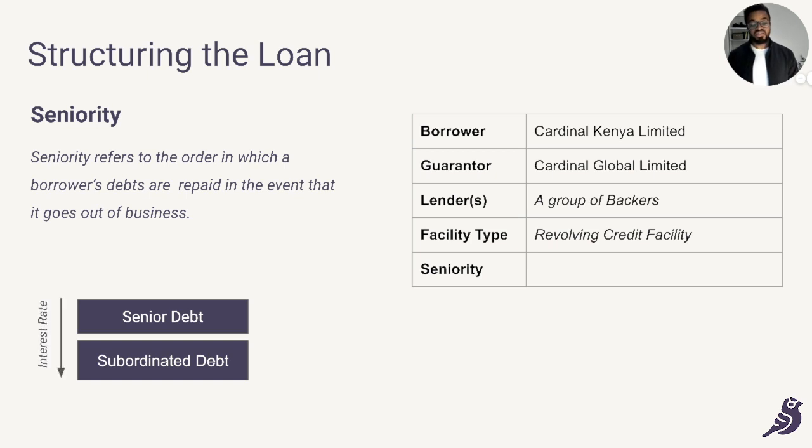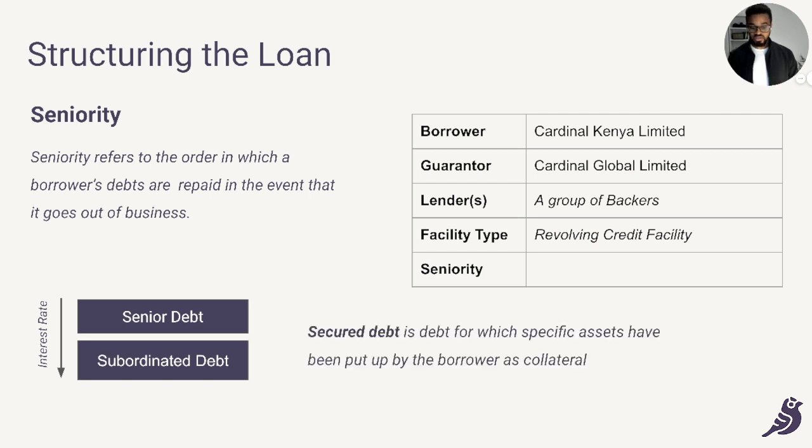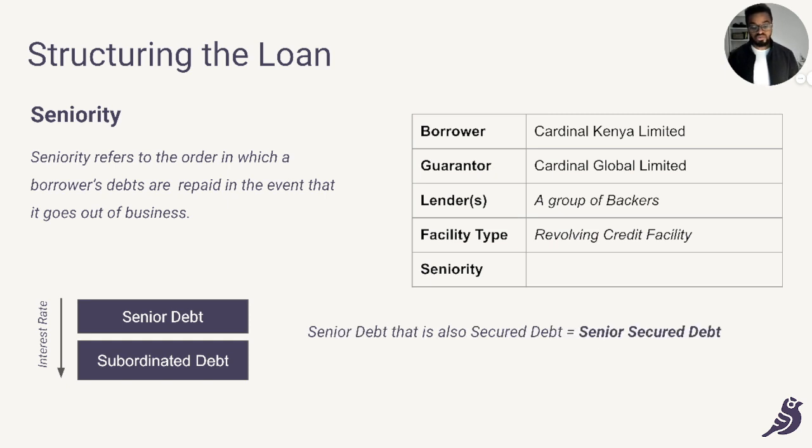And for this reason, senior debt holders are usually paid a lower interest rate than subordinated debt holders, as their debt is viewed to be less risky. It is also important to mention that senior debt is often, but not always, also secured debt. I talk about security in more detail later on in this module, but simply put, secured debt is debt for which specific assets have been put up by the borrower as collateral. Senior debt that is also secured debt is referred to as senior secured debt.